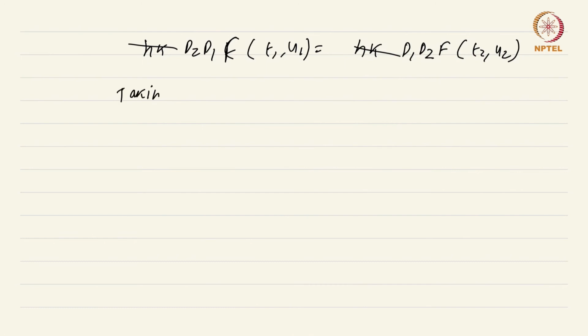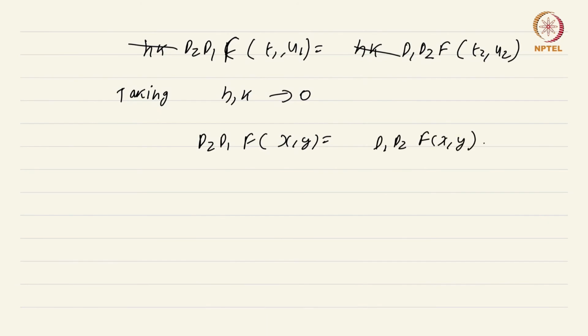Taking h comma k to 0, both of them to 0, and by using the fact that the partial derivatives are continuous, we immediately get that d2 d1 f of xy is equal to d1 d2 f of xy as claimed. So the proof just involves taking the differences of the values of the function on the four vertices of a rectangle in different ways and applying the mean value theorem twice, and then taking h comma k to 0. That's the basic idea of the proof. So I have solved it only in the two variable case.